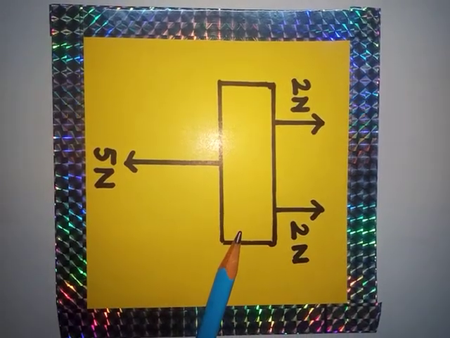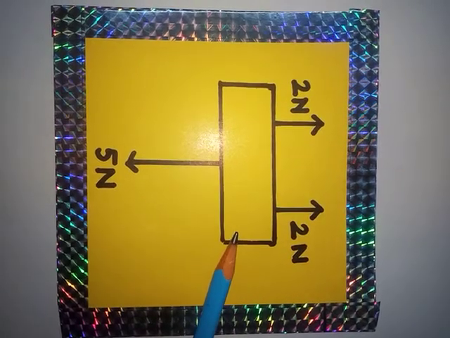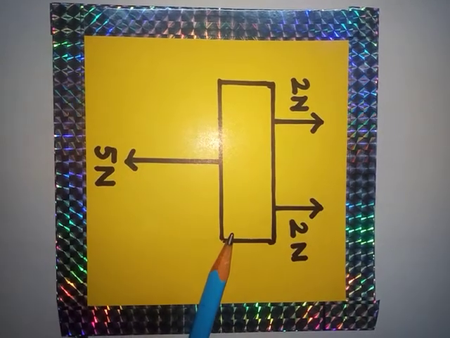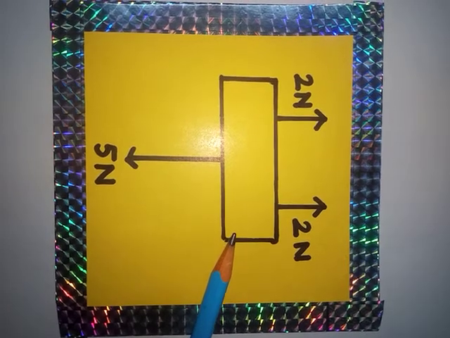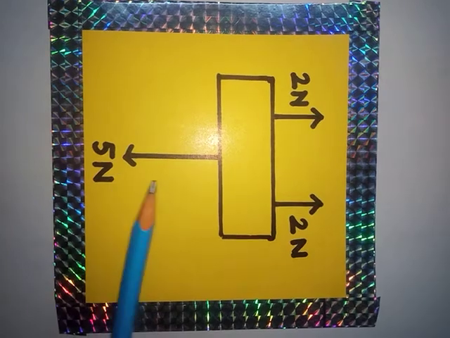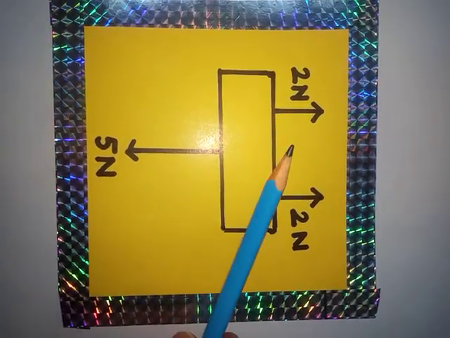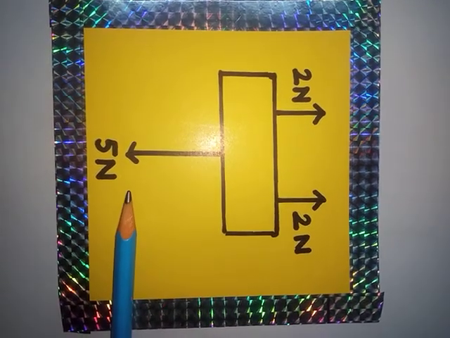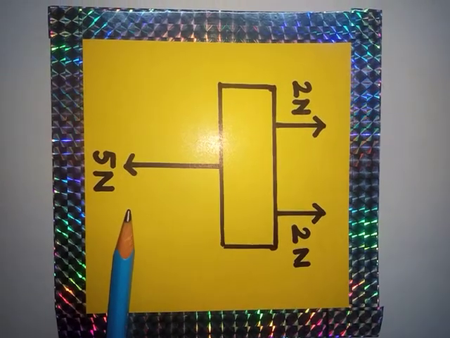Is it under the effect of balanced forces or unbalanced forces? Yes, it is under the effect of unbalanced forces. Why? Because net resultant force is not zero. What is the amount of net resultant force? The net resultant force will be 5 Newton force minus 2 Newton and 2 Newton. That is 5 minus 2 minus 2, that is 1 Newton force, and the net resultant effect will be of 1 Newton force in downward direction.